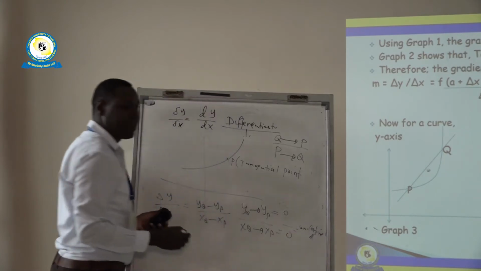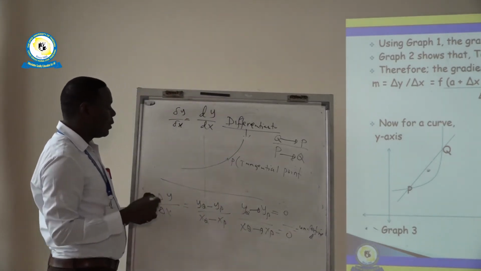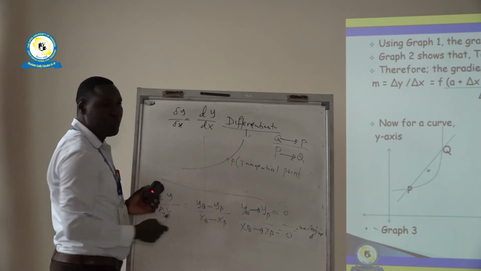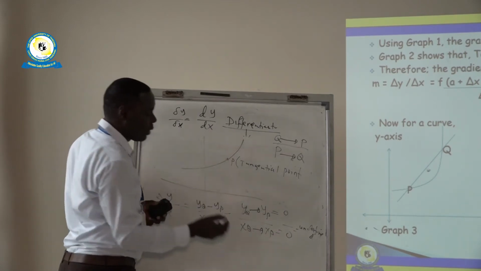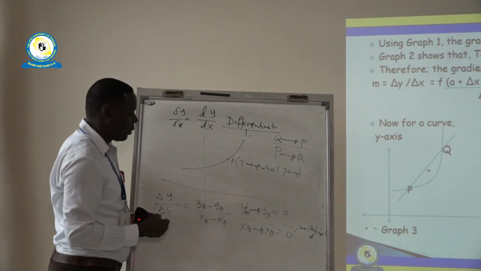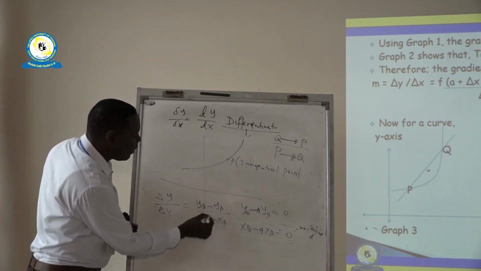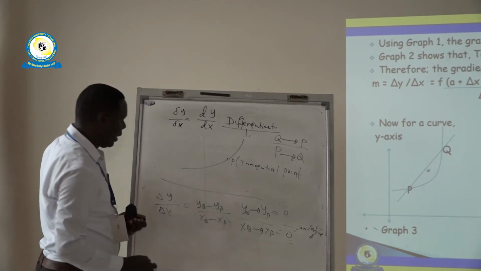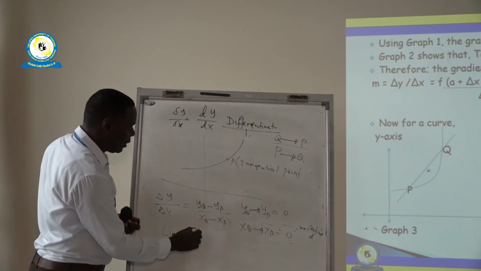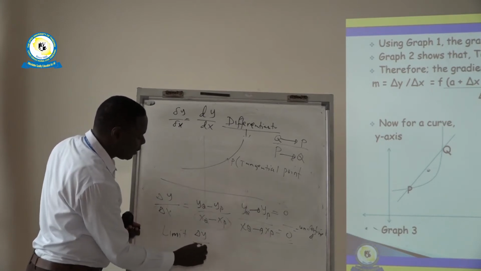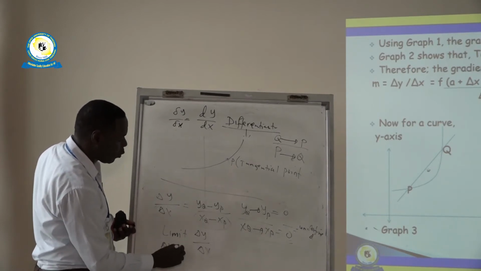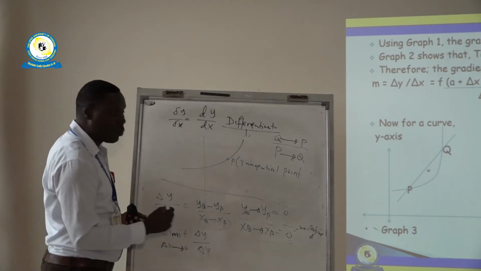It becomes undefined. But for our purpose, we need to have this equation defined. To define it, we have to make sure that the denominator does not become 0. To make sure of this, we have to limit the changes in y to the changes in x, but we limit the denominator, the changes in x, to be close to 0, but not equal to 0.